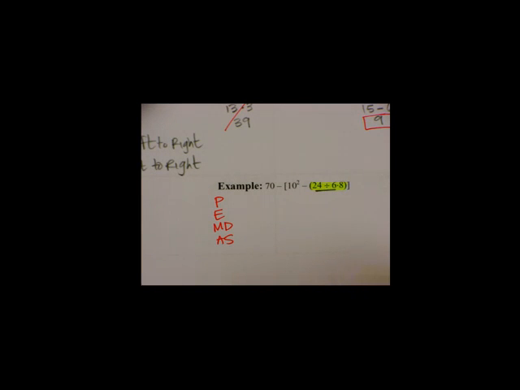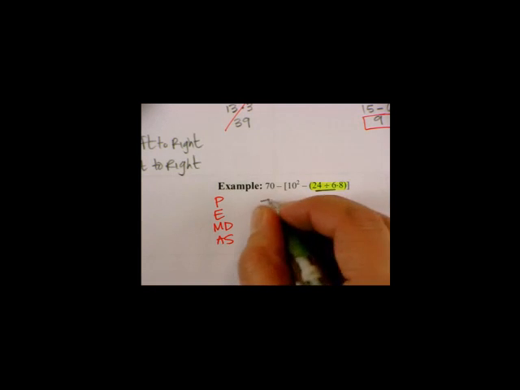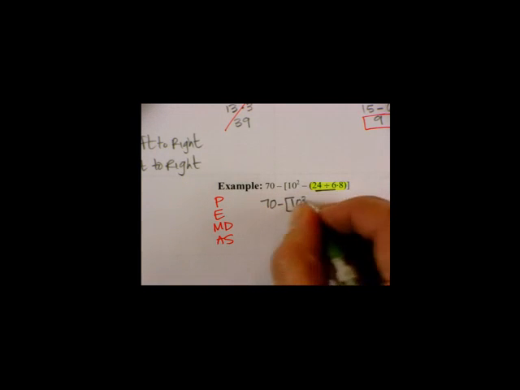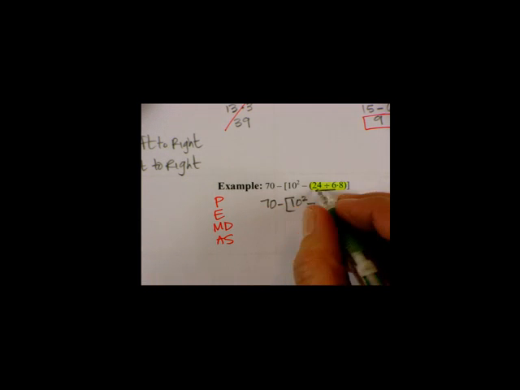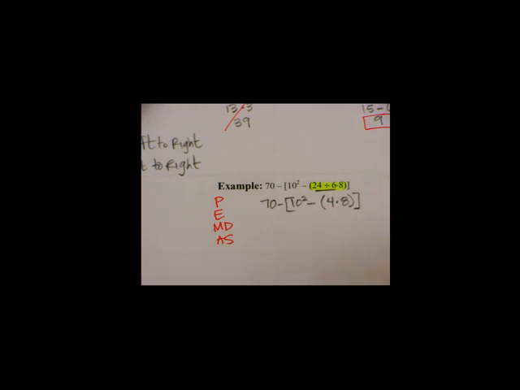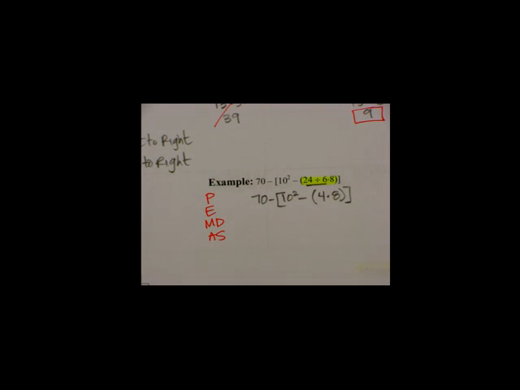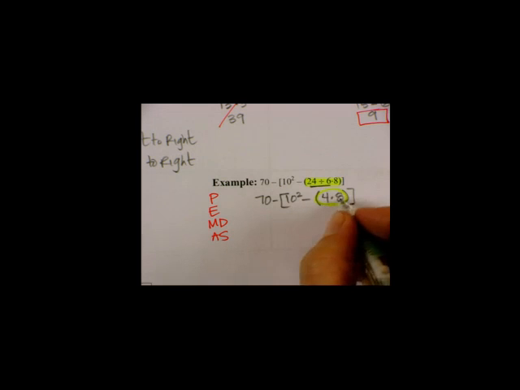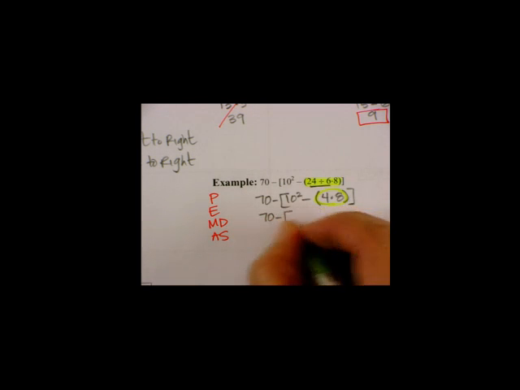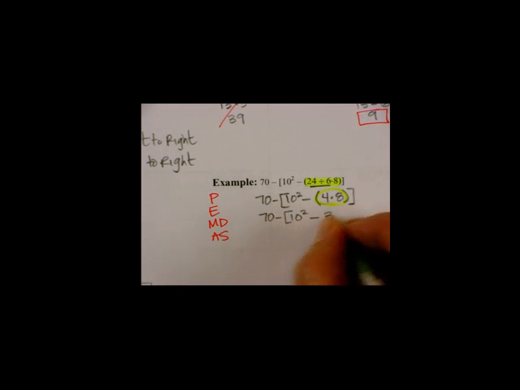Please do not get lazy here. Students make mistakes when they get lazy. I would like to see you rewrite each line after making the appropriate change. So this is 70 minus 10 squared minus, I still have parentheses, 24 divided by 6 is 4 times 8. Now I look at this. Do I have parentheses? Yes, I do. I can still simplify inside them. 4 times 8 is 32. I have 70 minus 10 squared minus 32.